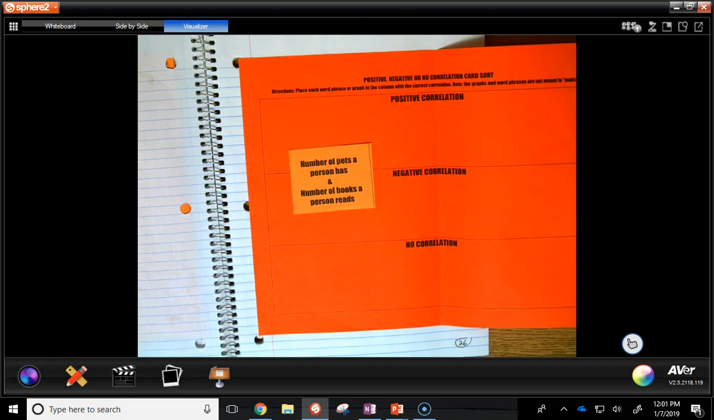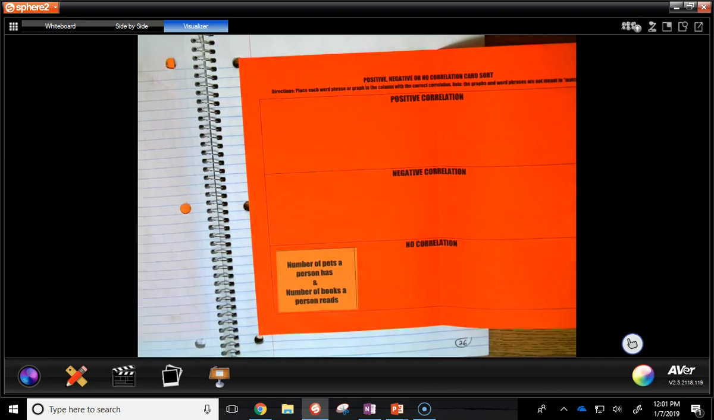This first one says number of pets a person has and number of books a person reads. Do you think if I was to compare those two sets of data, wait, put your laptop away. I don't want to see you doing math anymore. If I look at this, 2 sets of data, how many pets a person has and how many books a person reads, do you think it's going to be a positive correlation, a negative correlation, or no correlation? Negative correlation. Probably no correlation. So I want you to put that in there.